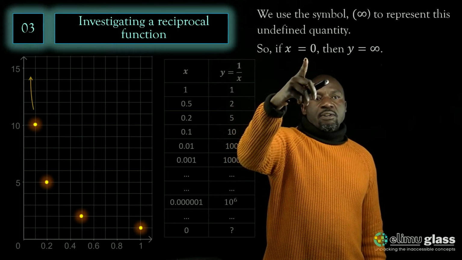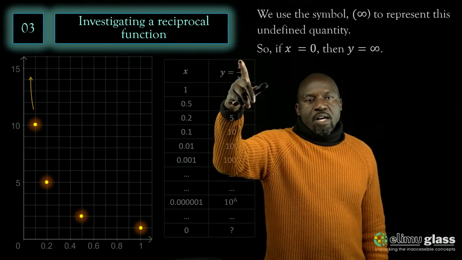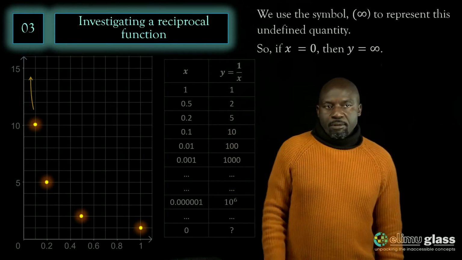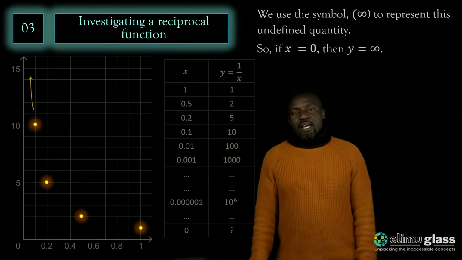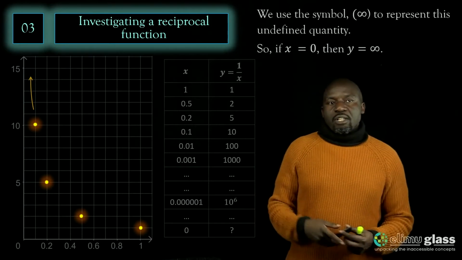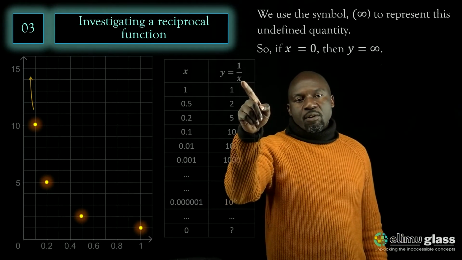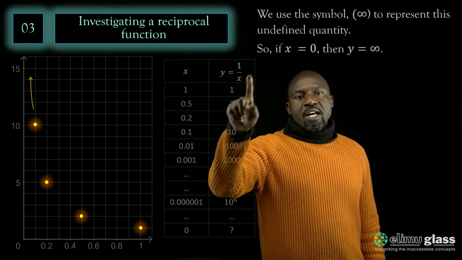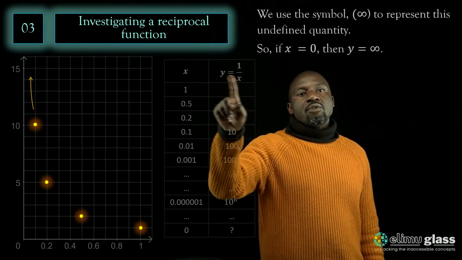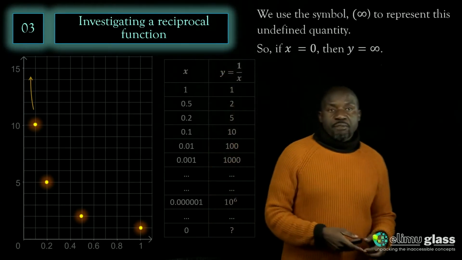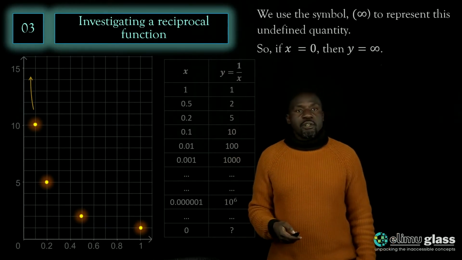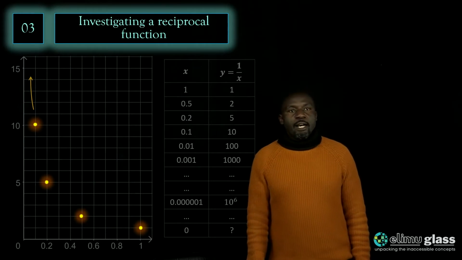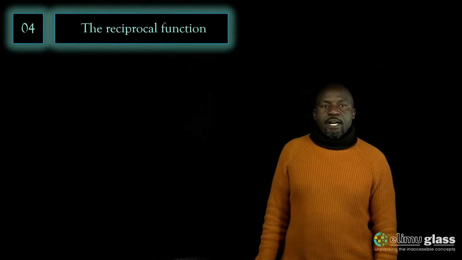When it is undefined, we use the symbol there for infinity and write that when x is 0, in other words, 1 divided by 0 is infinite, undefined. So we do not know anything about it. If this becomes a 0, we will know nothing about y, and we say y becomes undefined. We don't want anything to do with a function that we cannot define as mathematicians, okay? So now we know that. Let's move on to the next part.